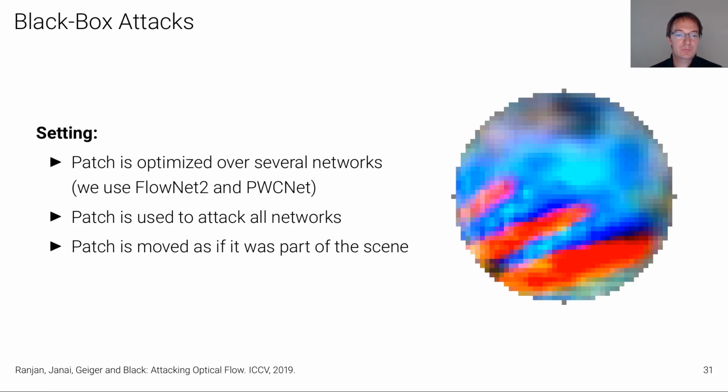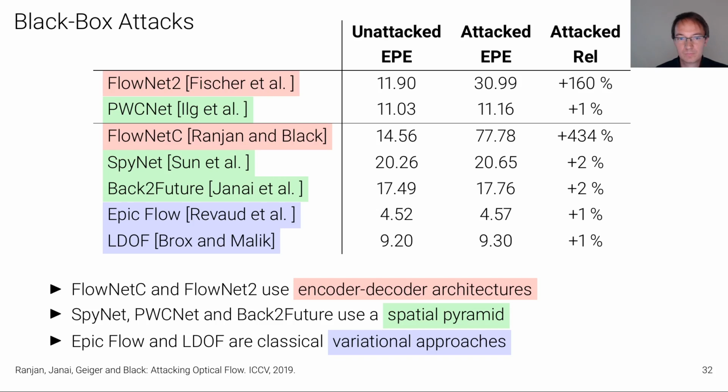To make the setup more realistic, we move the patch now as if it was part of the original scene, as if it was actually sticking to an object in the scene. And we do this by taking the ground truth information that comes with the KITTI LiDAR scans. Here are the results. Again, we see that the encoder-decoder architectures here in red are severely affected by the attack, while the spatial pyramid networks and also the original old variational approaches do not suffer from these attacks, indicating their robustness to this type of adversarial attacks.